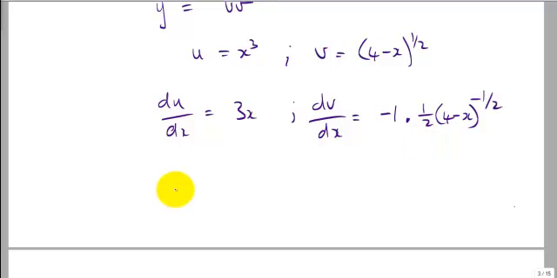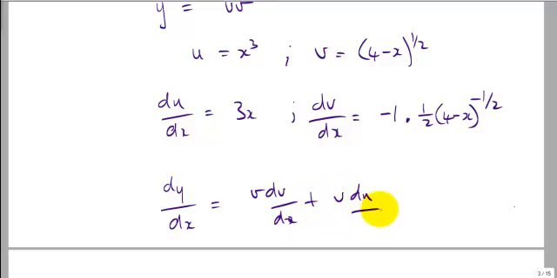So now we want to differentiate the product here, so we have to write down what the product rule says, that dy by dx is equal to u dv by dx plus v du by dx.